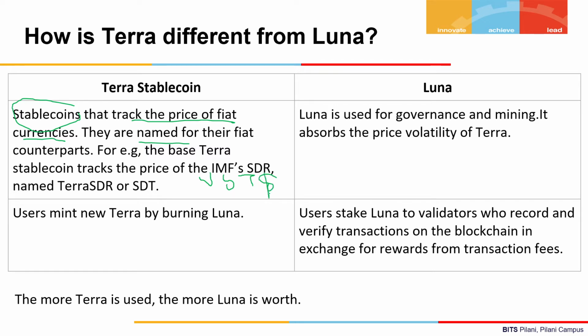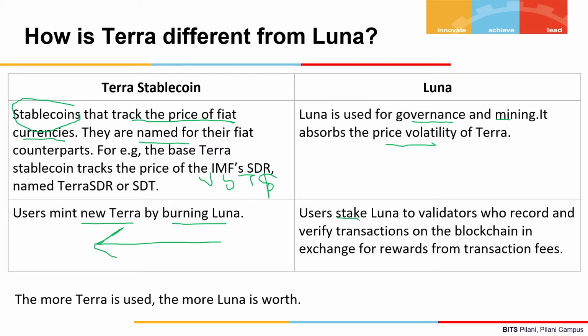Now, what users do is that they can mint new Terra by burning Luna, and the reverse, which basically means minting Luna by burning Terra, is possible as well. Luna, on the other hand, is primarily used for governance and mining policy. It's basically used to observe the price volatility of Terra, and we'll be discussing how exactly this happens in the subsequent slides. Luna is used for staking purposes.